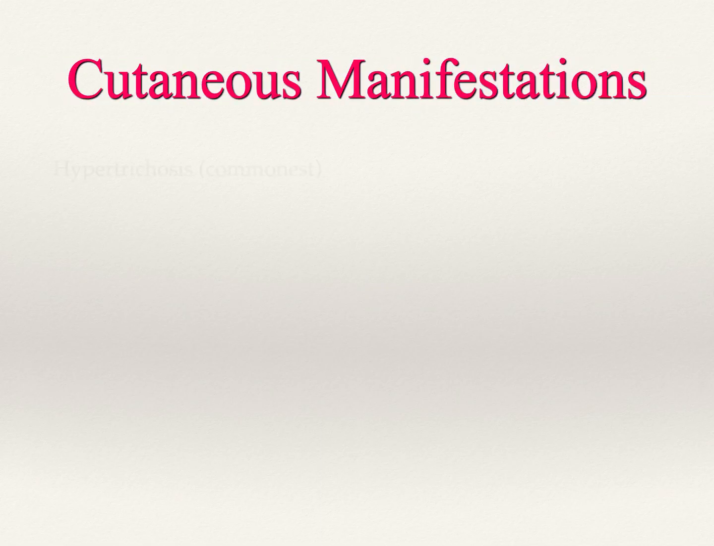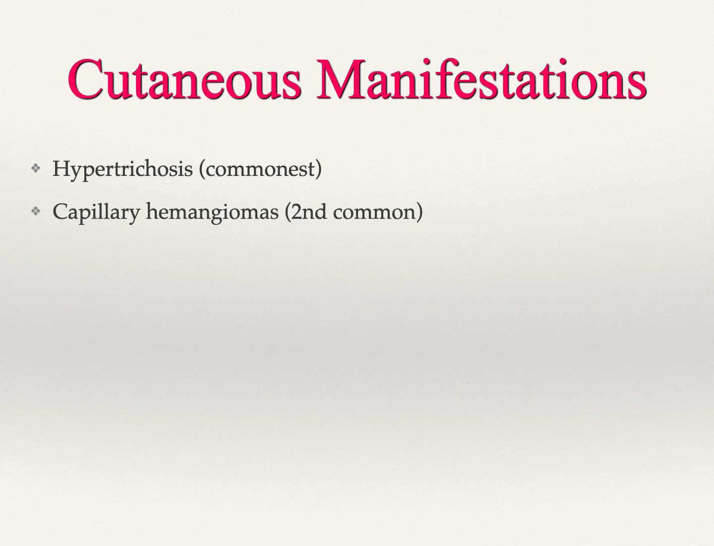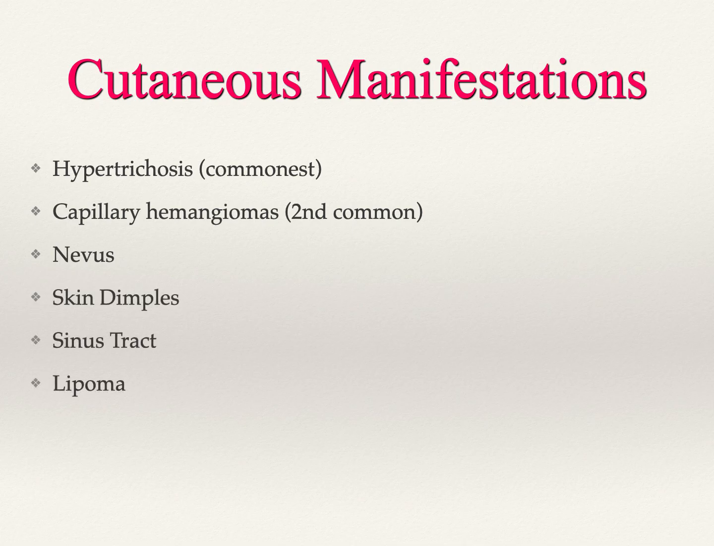Other manifestations, we said the hypertrichosis is very common. Capillary hemangiomas, where you find a hemangioma on the skin of the back on top of this split cord area, are the second most common. You can find lots of other manifestations: nevus, skin dimples, sinus tracts, lipomas under the skin, like you've seen in the last slide. And you can find dermoid cysts and meningoceles.